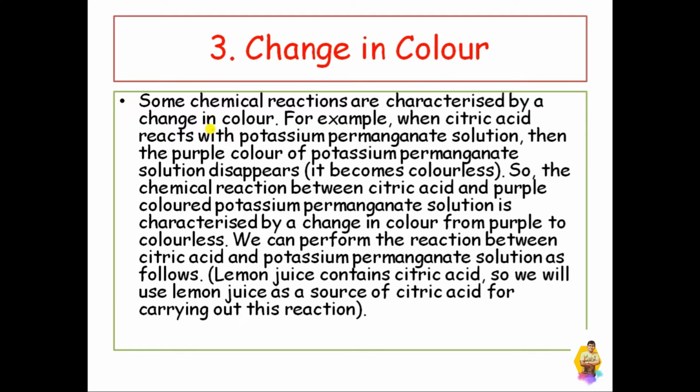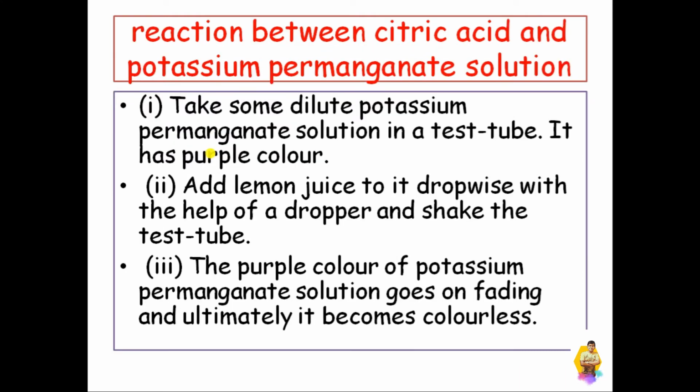So if you treat it with citric acid solution, then what will happen? The purple color will become colorless. It will discharge the potassium permanganate. So one more example we can see. How can we do it?